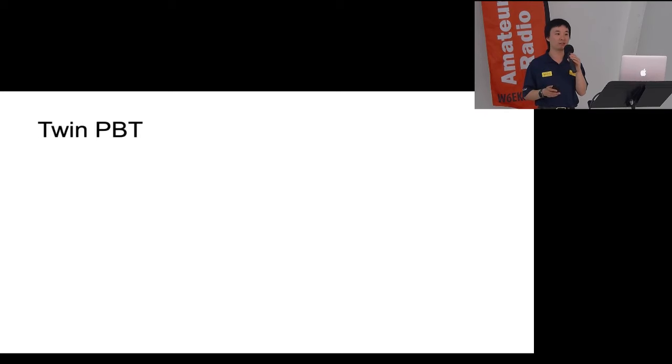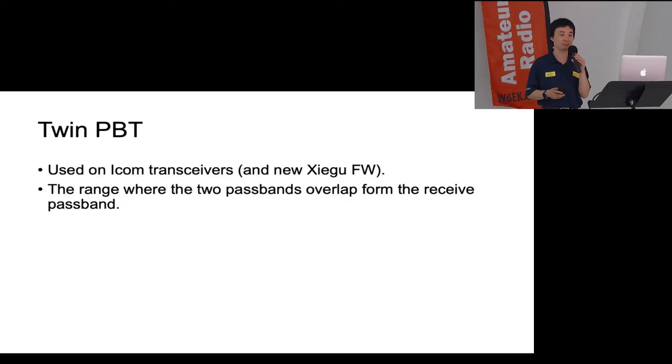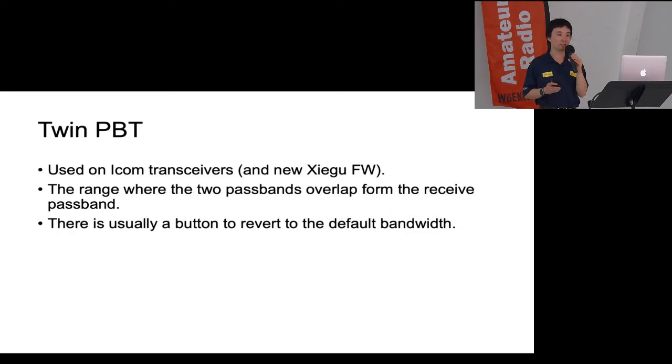I'm going to start off with the twin passband tuning. This is often used on ICOM radios and Xiegu radios with newer firmware. How this works is you have 2 passbands, and where they overlap, that forms what you receive. There's usually a button to revert to the default bandwidth because it's very easy to misadjust it, and voices sound either very high-pitched, low-pitched, narrow, or you're not hearing anything at all.